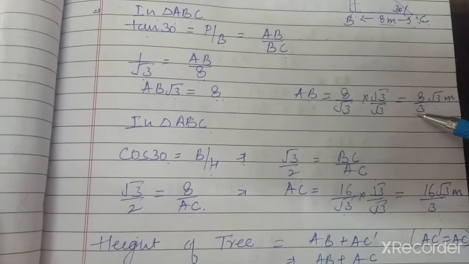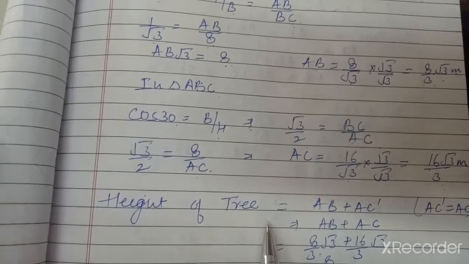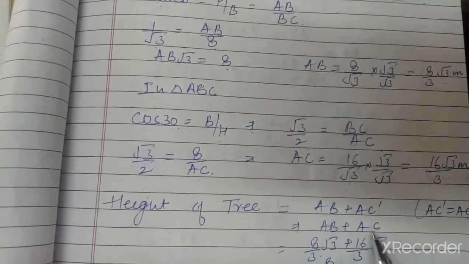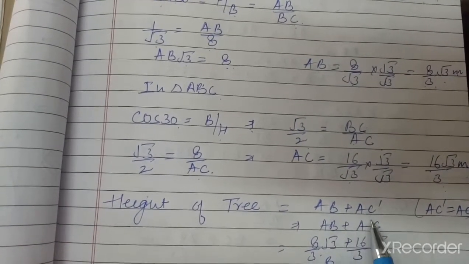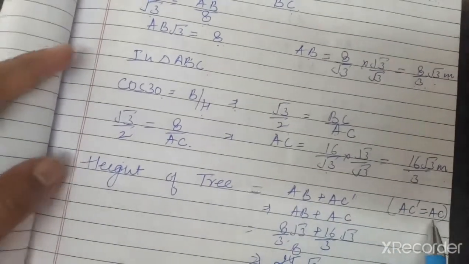Now we have the value of AB, and we have the value of AC. Let me find the height of the tree. That is equal to AB plus AC dash, and AC dash is equal to AC, and we have the values of AB and AC.